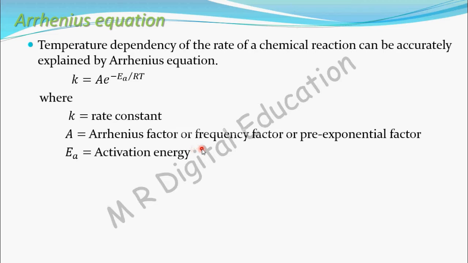EA is the activation energy. This you have to know. R is the gas constant. You know that value. T is temperature. Temperature should be in Kelvin. In this, you don't know the activation energy. Let's see that activation energy.